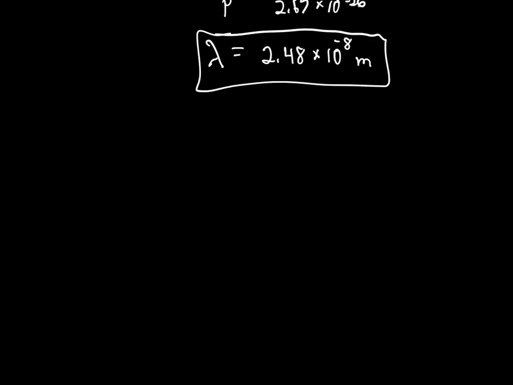Okay, let's do another problem then. Let's do problem number 4. A few people asked about 4. Problem 4, what is the longest wavelength electromagnetic radiation that can eject a photoelectron from silver, given that the binding energy is 4.73 electron volts, and is this in the visible range?